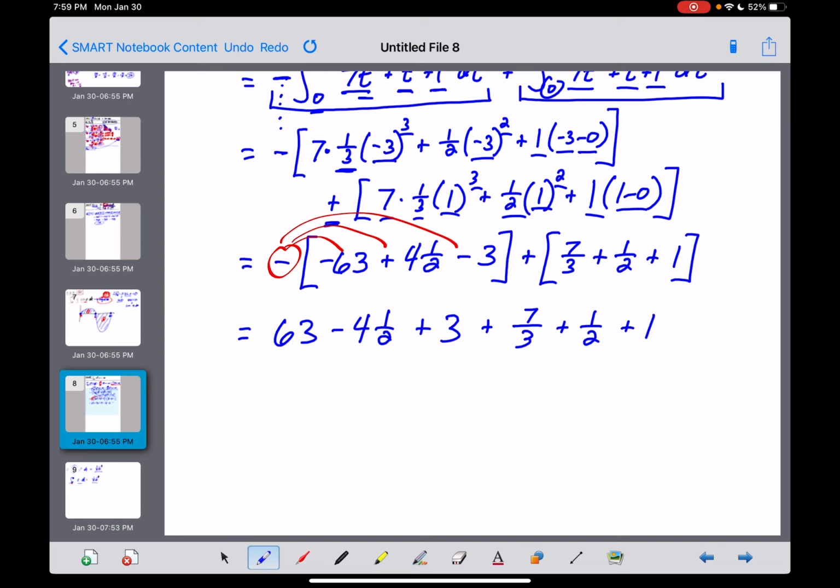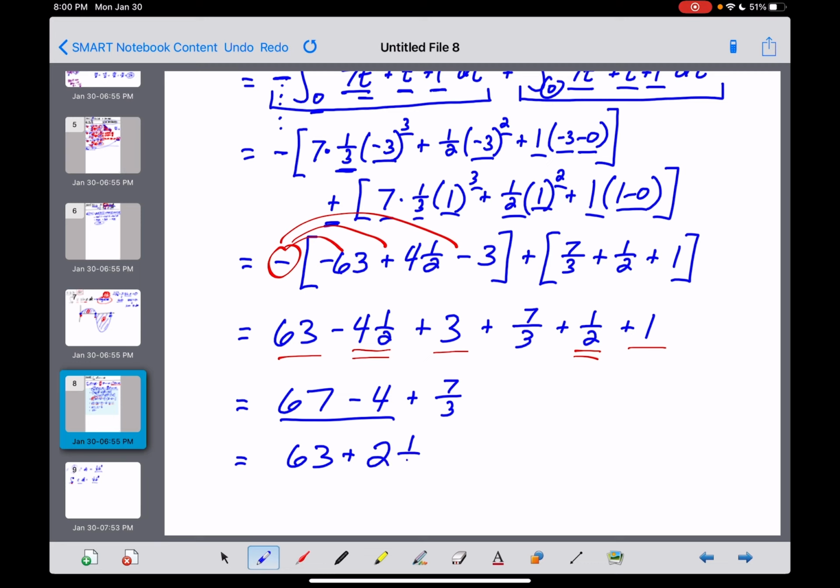Now, what's going to happen next? Looks like I've got 1, 2, 3 whole numbers. I'm going to go ahead and put those together. You obviously could just type all this into your calculator, guys, but where's the fun in that? 63 plus 3 is 66, plus 1 is 67. Then I've got negative 4.5 plus 1/2. That just becomes a negative 4. And then a plus 7/3 that doesn't really combine with anything. So 67 minus 4 is 63 plus, and then 7/3 is 2 1/3.